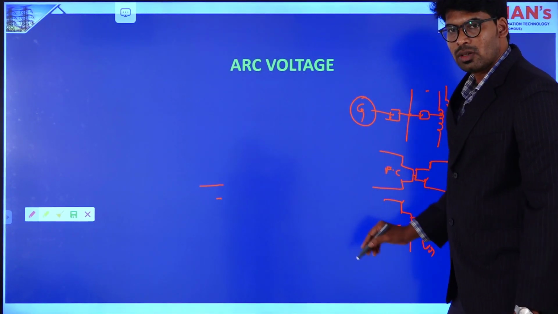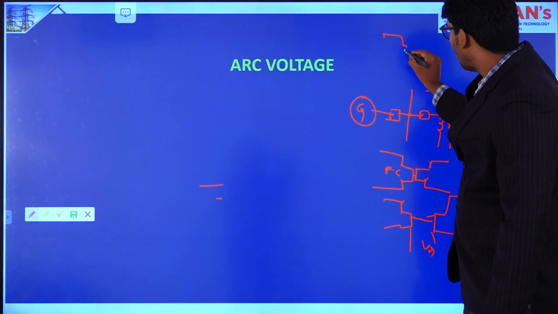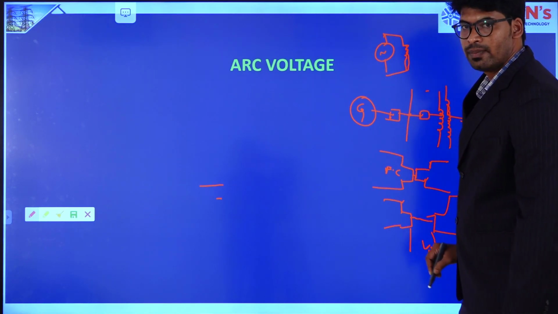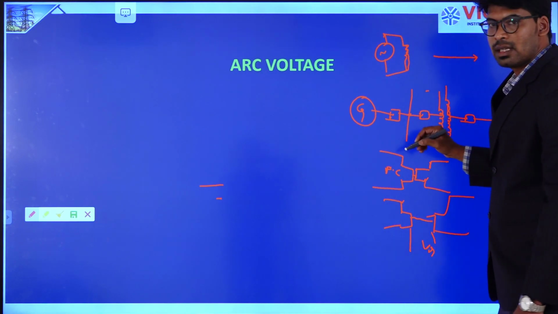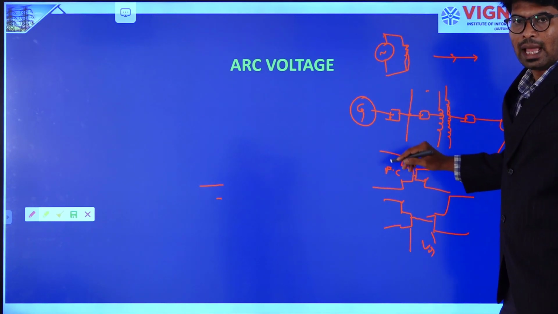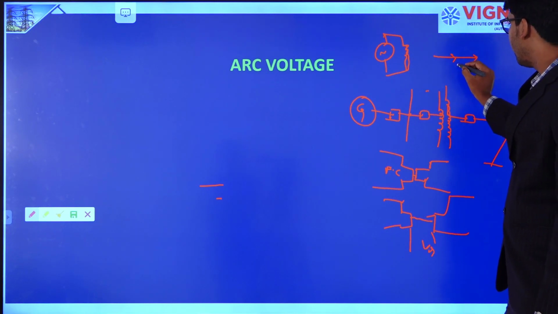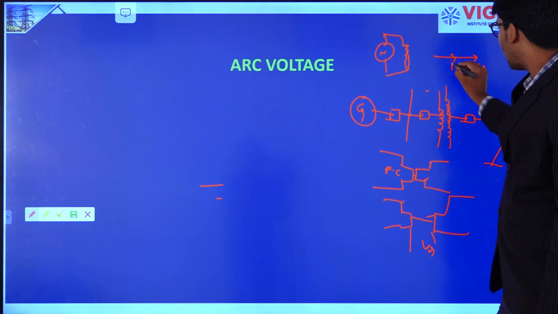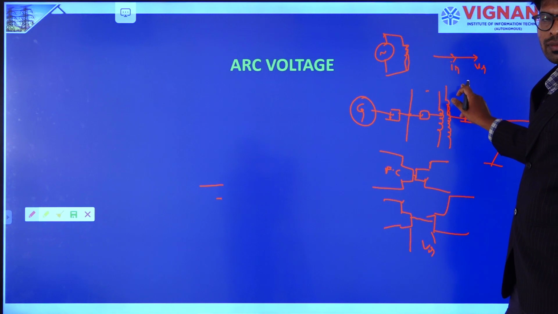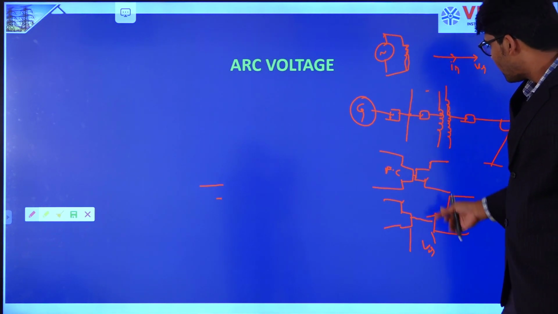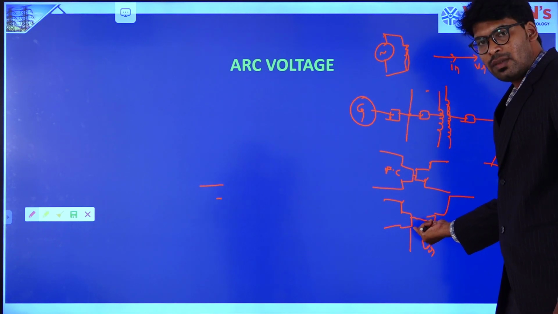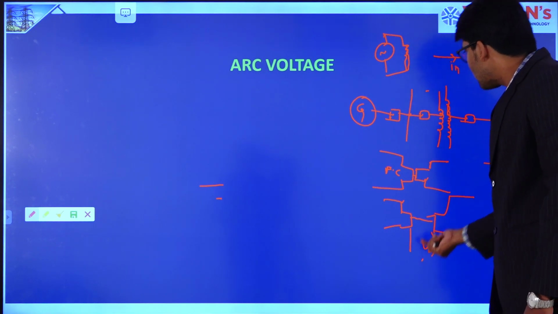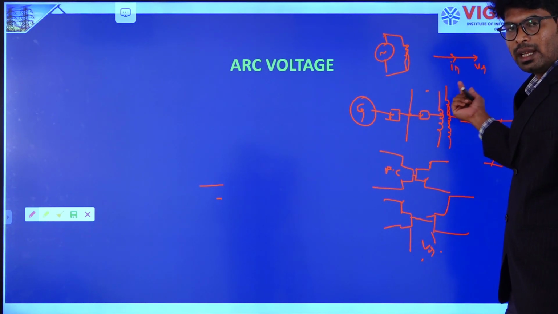In your previous semesters, you already did this. If a pure resistor is there, and you have a supply AC voltage, there is no lagging and the current will not lead. Let us say VR is the arc voltage, and there is arc current. Both arc voltage and arc current are in phase. The medium, which is the arc, is purely resistive here. What does purely resistive mean? The arc voltage VR and the arc current are in phase with each other.